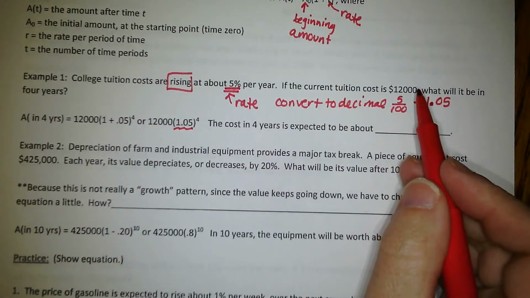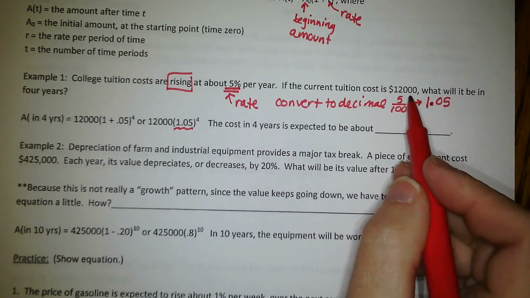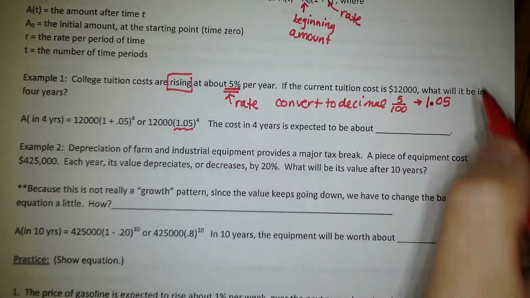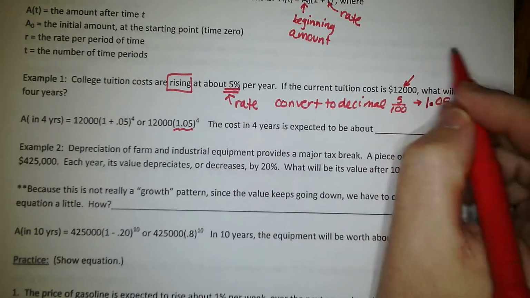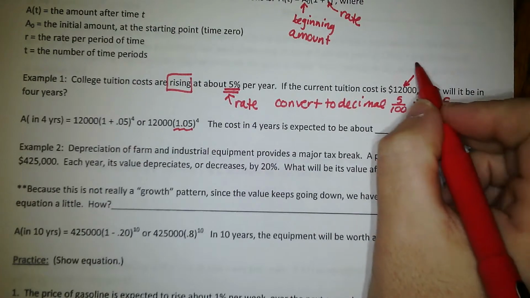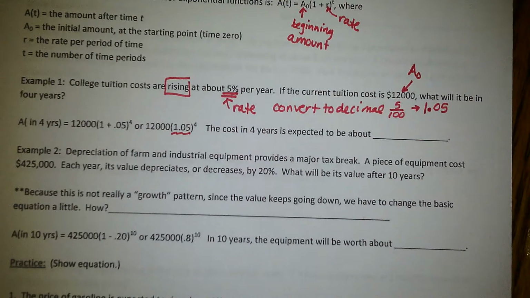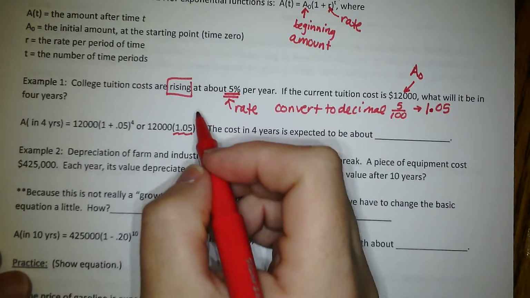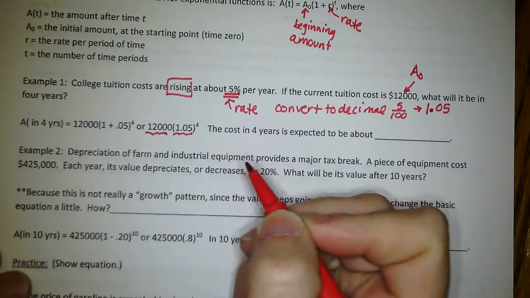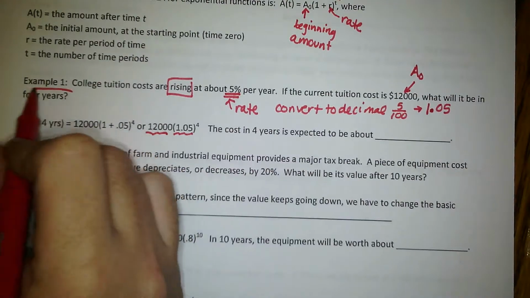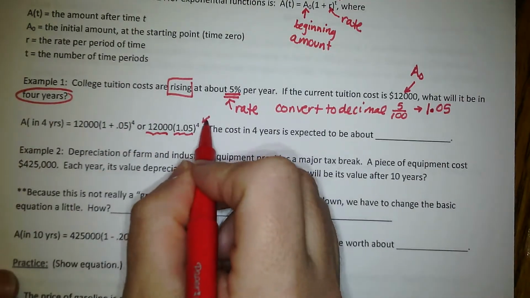Current tuition is $12,000. What's it going to be in 4 years? So this is our beginning amount. So this is what we know right now. That's A naught, or our initial amount. And that's why that is here. And they want to know what's it going to be after 4 years, and that's our period of time, so that's our exponent.